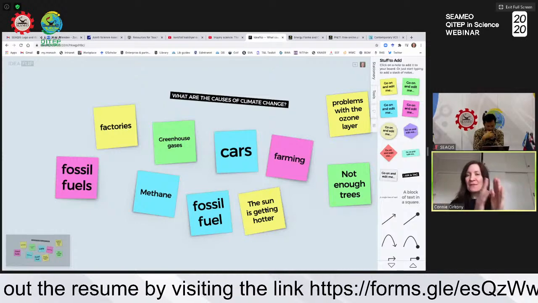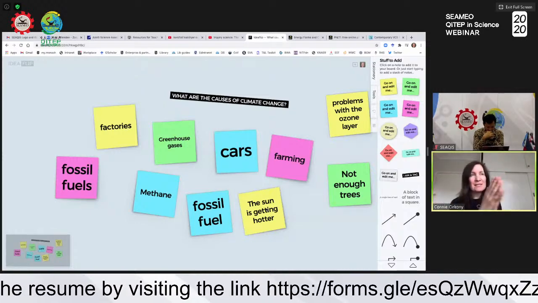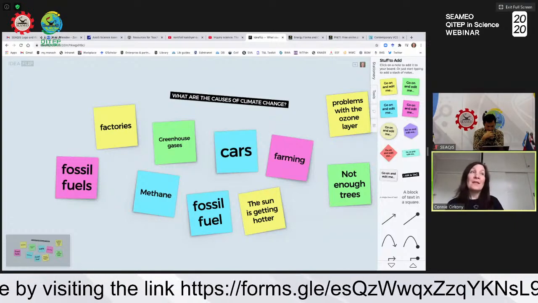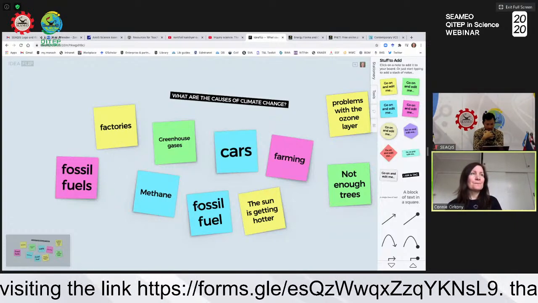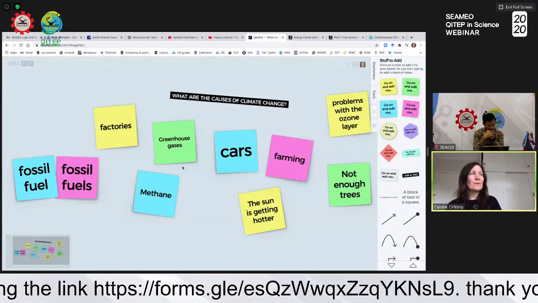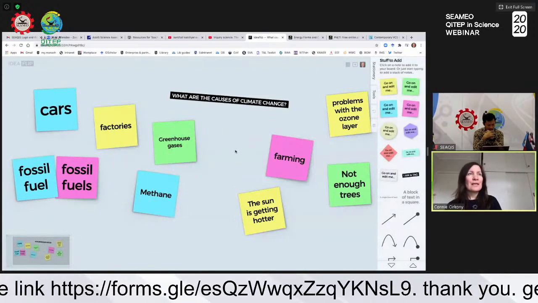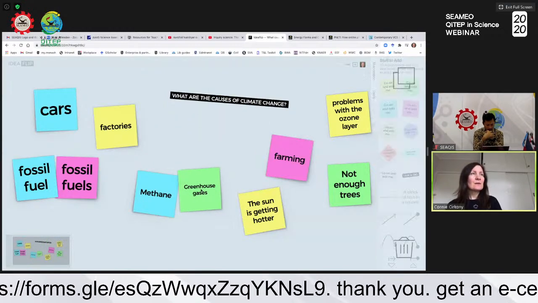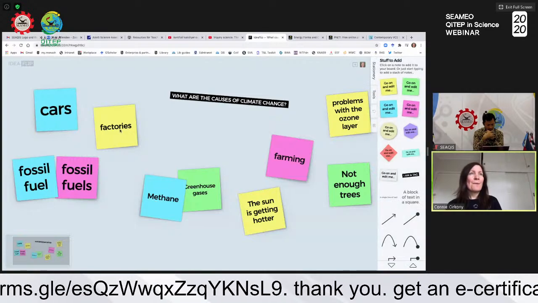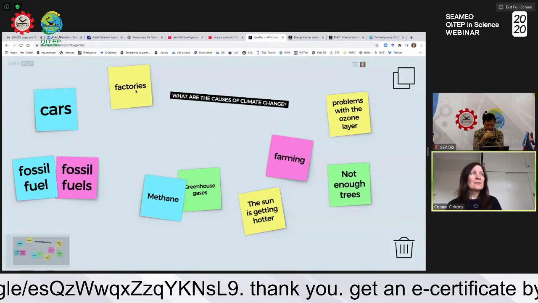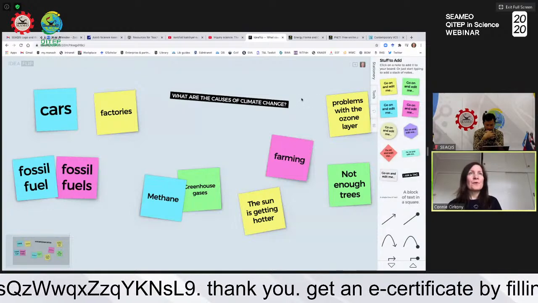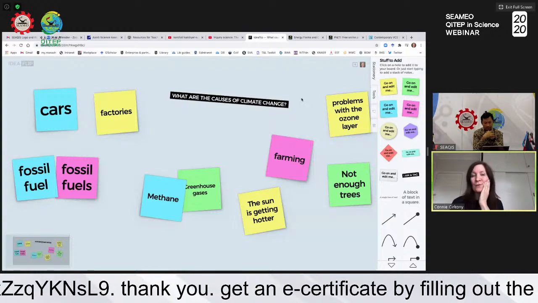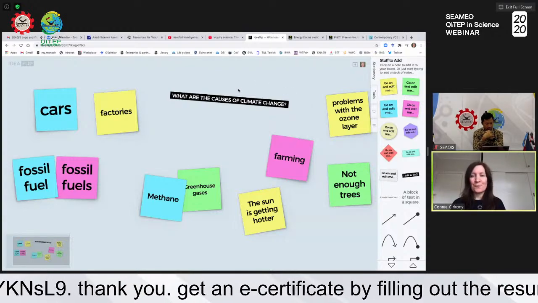And they do this at the same time. Everyone's being able to access this board at the same time. So you get a sense of, oh, what do the students know? And then you can also organize this. So while there's a few people that think about fossil fuels, this is related, greenhouse gases, maybe that's next to methane. Factories are another kind of fossil fuel and so on, but you can see there's a real dynamic interaction and it is digital. So just like a whiteboard.